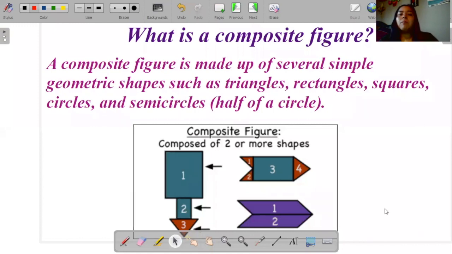So what is a composite figure? A composite figure is made up of several simple geometric shapes such as triangles, rectangles, squares, circles, and semicircles. So a semicircle is half of a circle. And here we have examples of composite figures. So here we have a figure that's made up of two rectangles and one triangle, one rectangle, three triangles, and then two parallelograms.